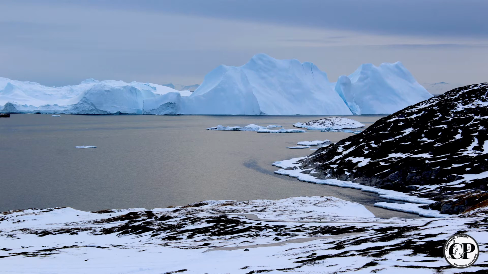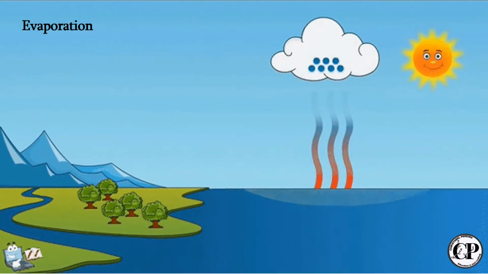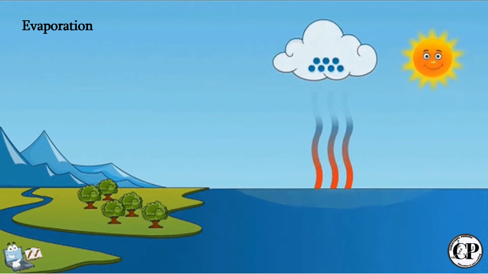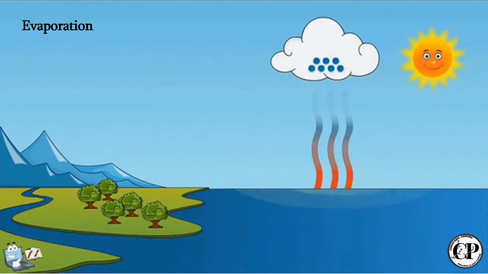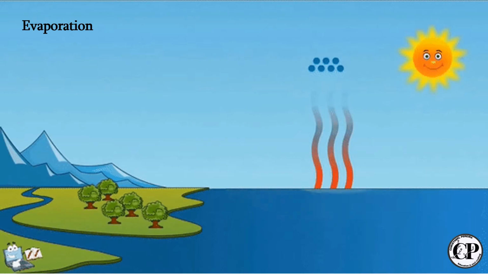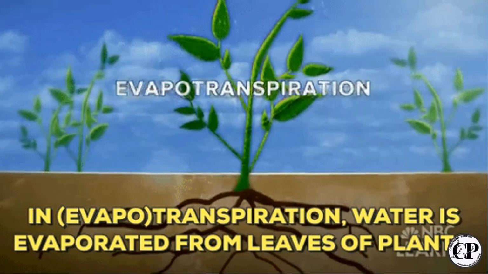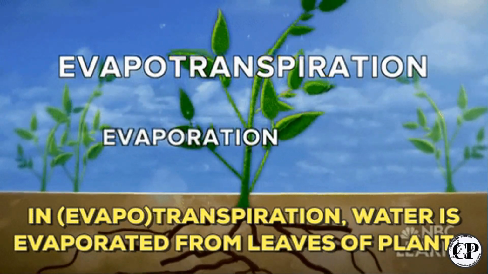How does water get into the atmosphere? Now, there are two main ways this happens. Heat from the sun causes water to evaporate from oceans, lakes, and streams. Evaporation occurs when liquid water on Earth's surface turns into water vapor in our atmosphere. Water from plants and trees also enters the atmosphere, and this is called transpiration.